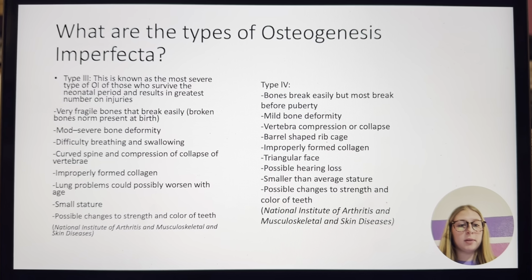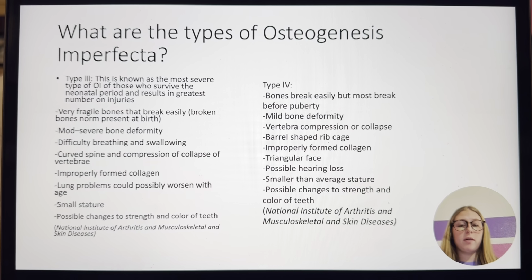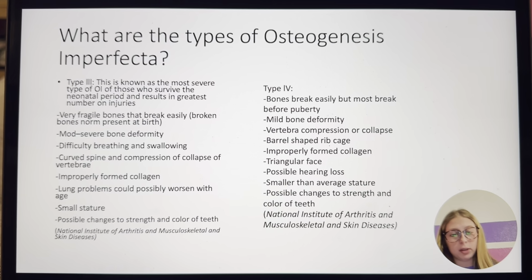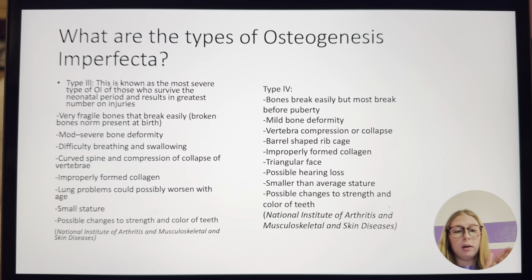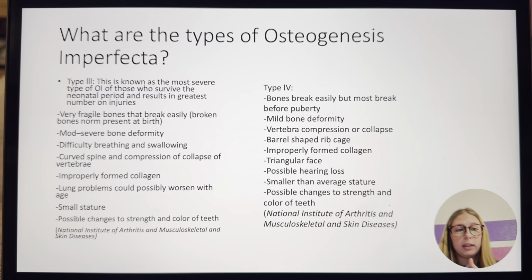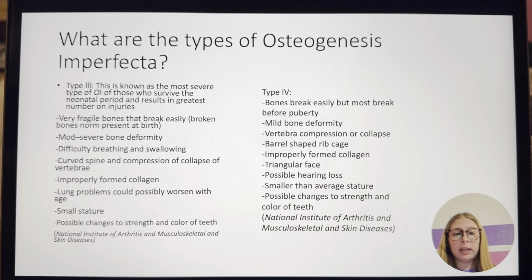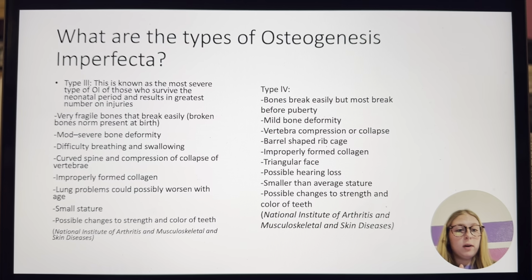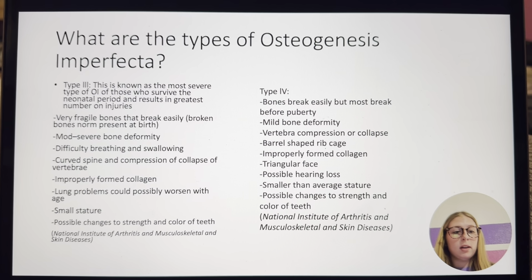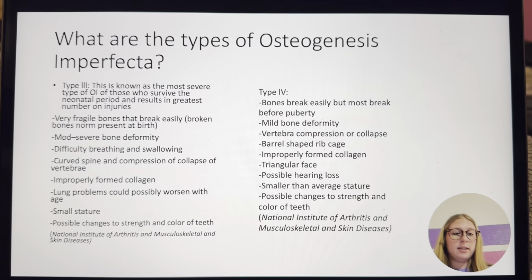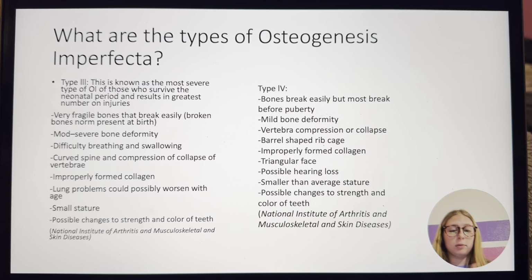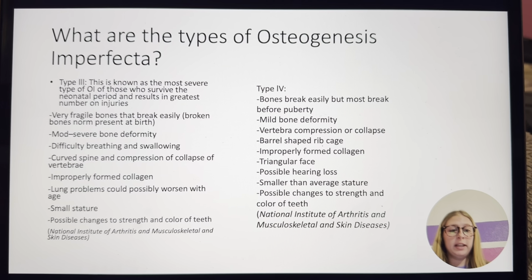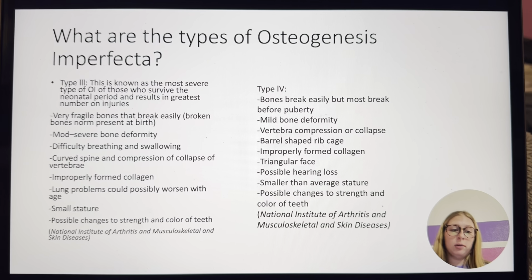And then type 3, this is the most severe type of OI of people who do survive. Type 2, they're not surviving, they're dying before or after birth, but these type 3 people, they're not dying, and this is the most severe type. They also have very fragile bones that break easily. Broken bones normally present at birth. They have moderate to severe bone deformity. They have difficulty breathing and swallowing.